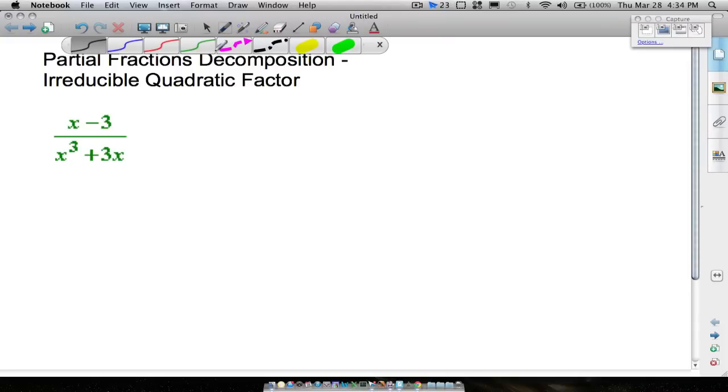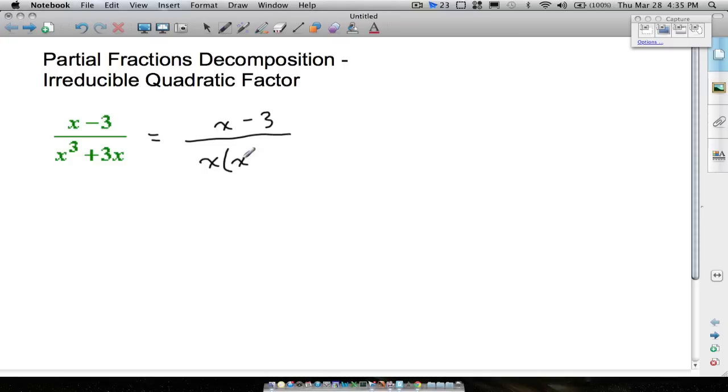Alright, in this video, here's another example of partial fractions decomposition, but when we factor this, notice I'm talking about an irreducible quadratic factor. So let's factor the denominator. All we have is a GCF, so we're left with x squared plus 3. This is a linear factor, this is a quadratic factor, and we cannot simplify this down anymore.